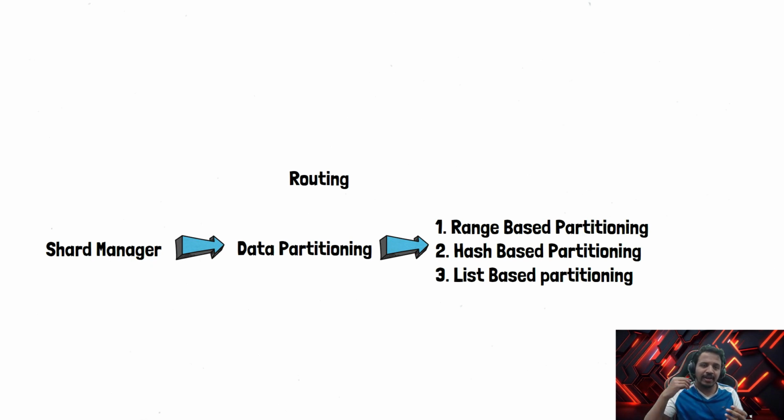By the name itself, you can understand range based partitioning. Let's say we want only 100 records in a shard, so once 100 records are done, the 101st record goes to the second shard. Similarly for hash based and list based. We are going to deep dive into these routing techniques later, but as of now the takeaway is that based on the routing mechanism, the shard manager will do the partitioning and redirect the request to the corresponding shards.